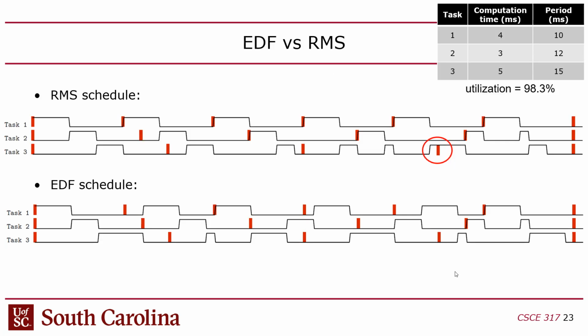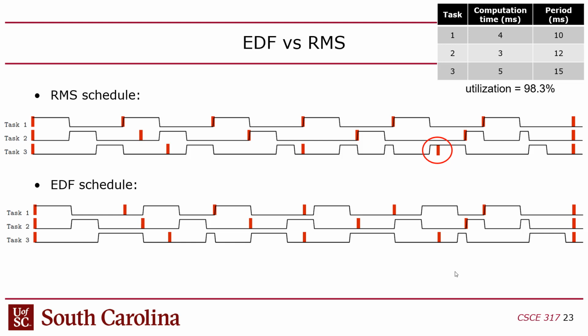That one looks good. Okay, here's another example though. So this one has 3 tasks: 4 out of 10, 3 out of 12, 5 out of 15. Utilization here is 98.3%. I ran this with RMS and I ran this with EDF. No problem with EDF, but RMS busted the deadline here. Now, what's crazy about this is look how long it took before a deadline was violated.